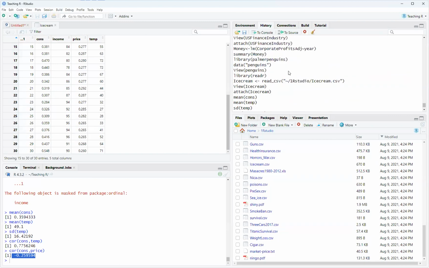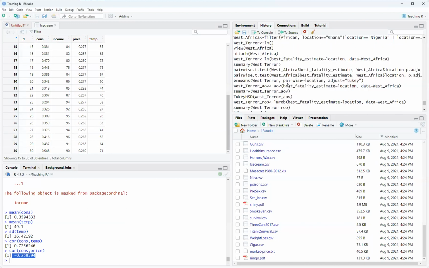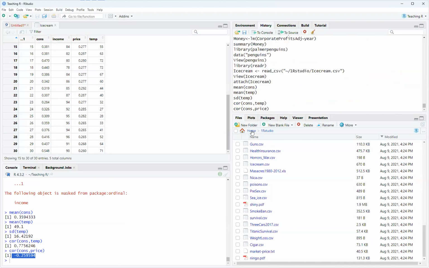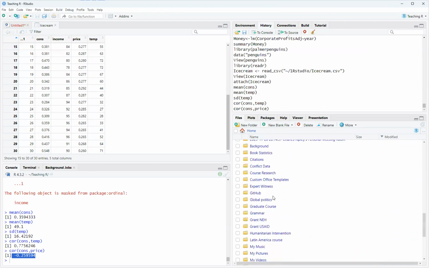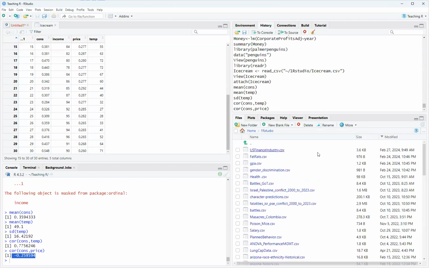Over here, you have your history, right? I do a lot with RStudio. And over here is, well, the home. You have files, and then you look for the file. Oh, pay my bill. I better pay that bill. Here it is, RStudio. So like I just put it in RStudio because it pops up.